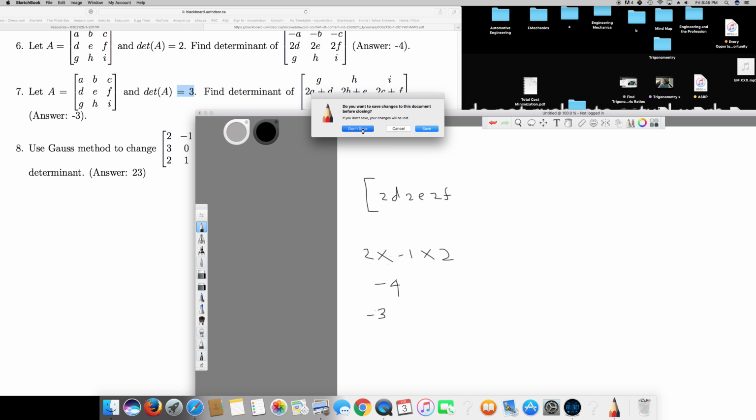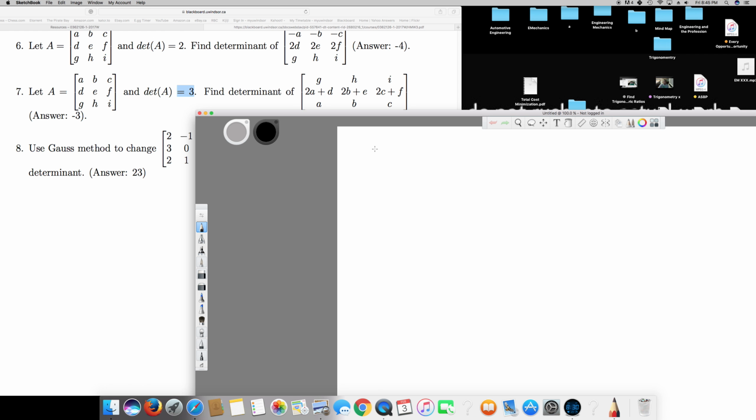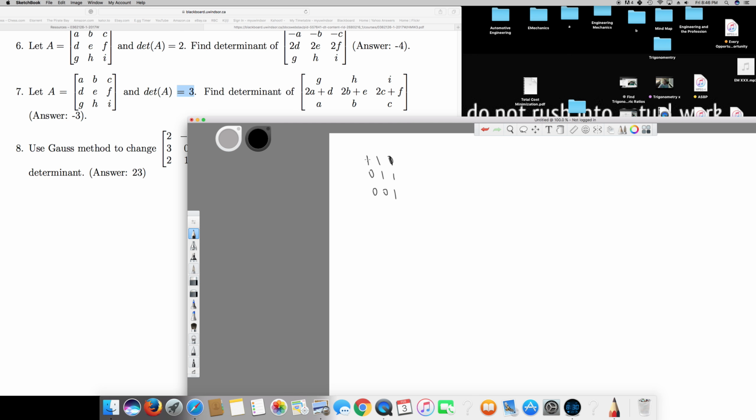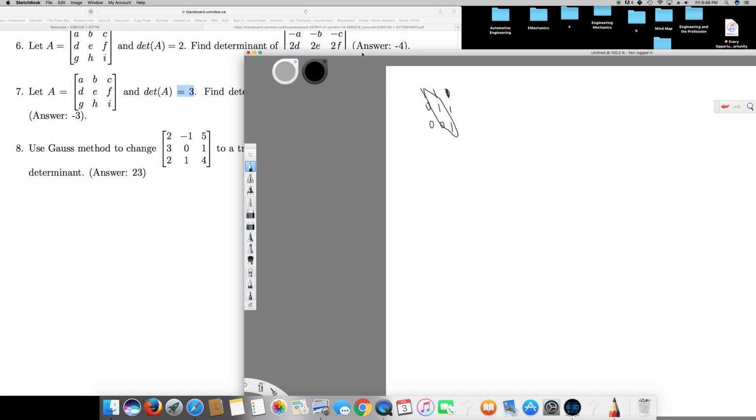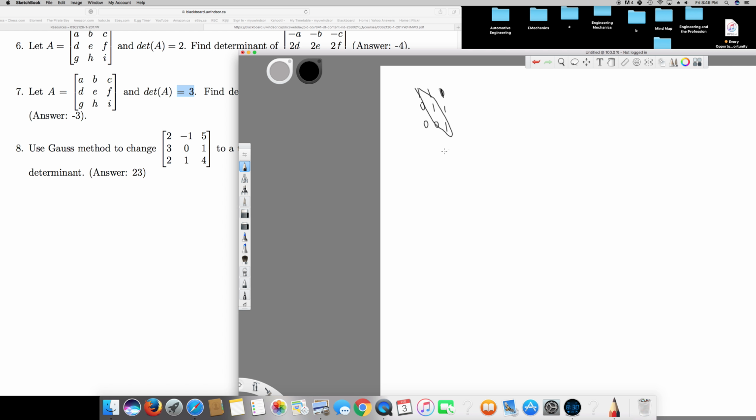So triangular. I showed you the first example of a triangular matrix: 1 1 0, 0 1 1, and 0 0 1. In a triangular matrix, whatever numbers are below the diagonal should be 0. That's an example of a triangular matrix. So we have to use the Gauss method to change this one into a triangular matrix. I'm going to show you how to do that.